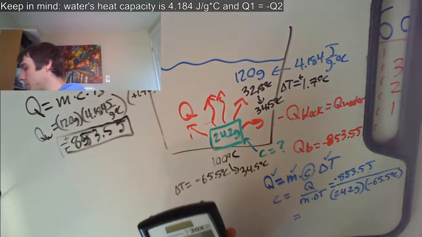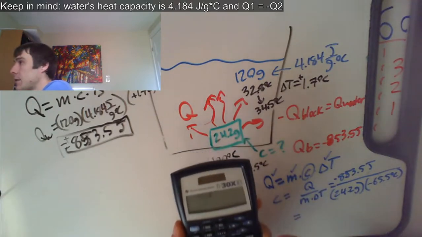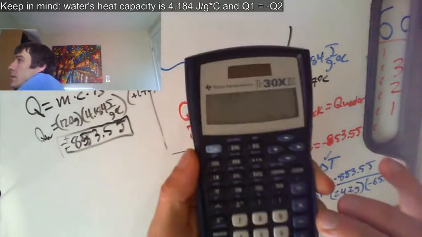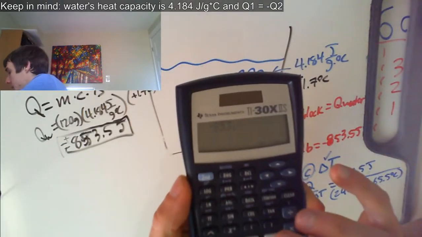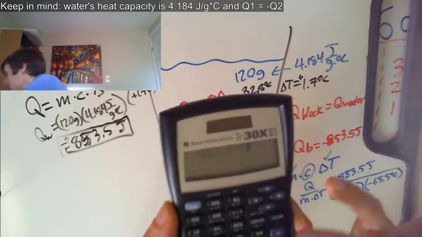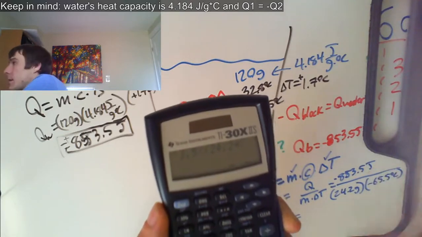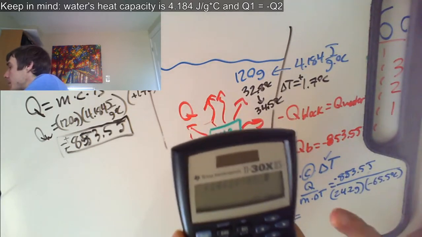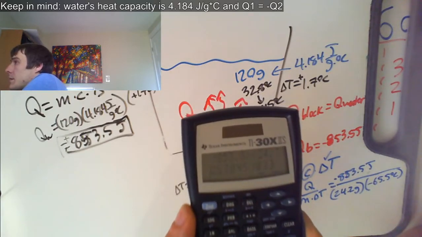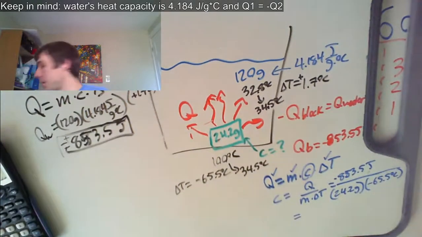So I'm going to go minus 853. Can you see that okay? That's hard to see, eh? Minus 853.5 divided by, I'm going to open a bracket, 24.2 times minus 65.5. And close that bracket, and then I get my answer, 0.538.